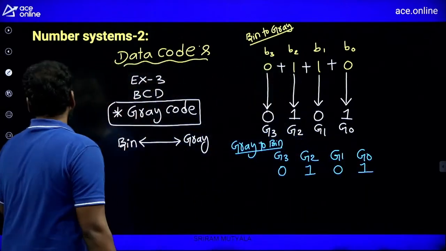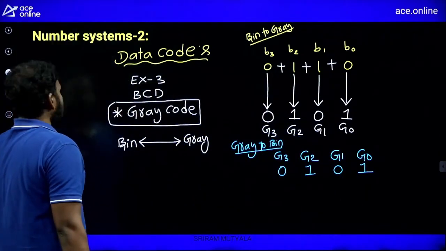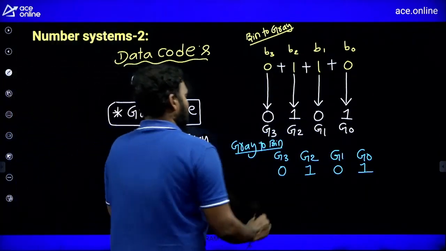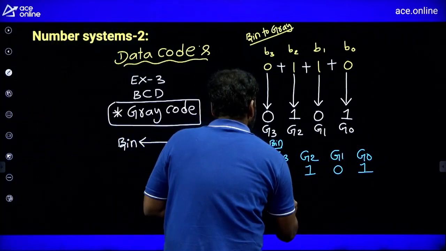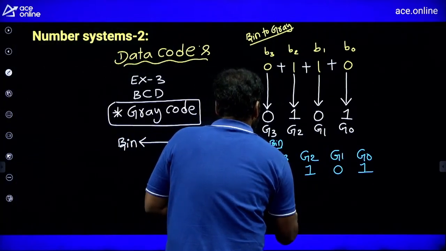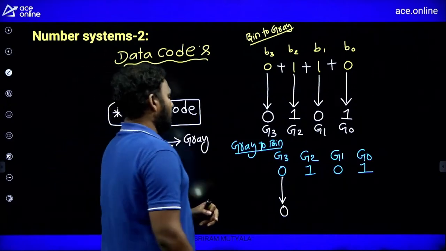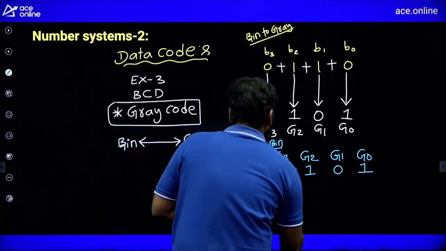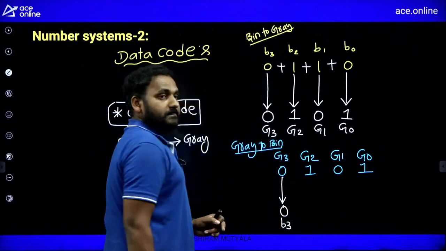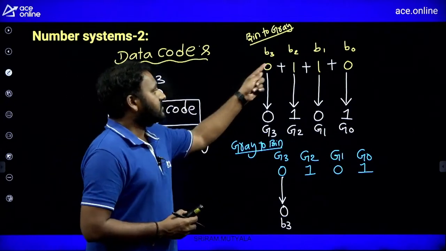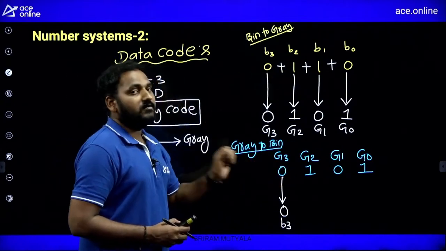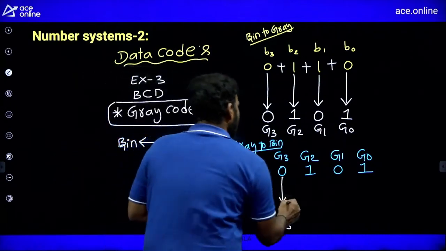Here also, as usual, we need to drag the MSB bit. Rule number 1 is the same. It is going to become the MSB bit in the binary, B3. But instead of adding adjacent bits, here we need to add diagonal bits. Like this.